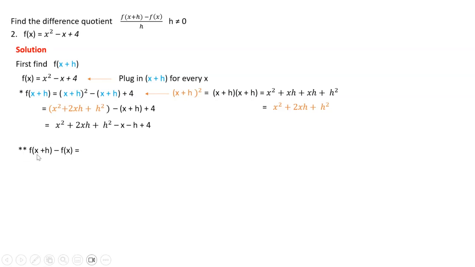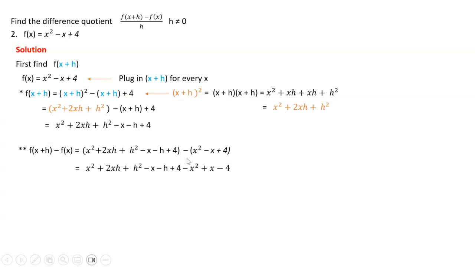Now my second step is finding the f of x plus h minus f of x. If you notice, it's going to be my numerator. I already know what the f of x plus h is, I just found that. Now minus my f of x is minus my original function, which is x squared minus x plus 4. So I just bring the f of x plus h down, and with a minus, it's going to be like negative 1 times x squared.